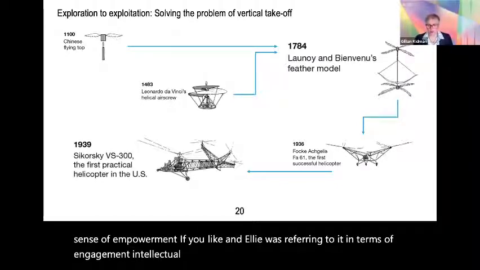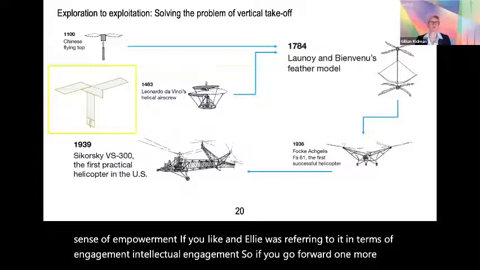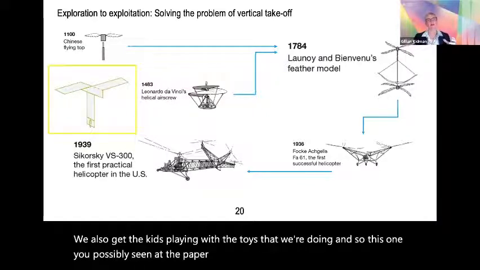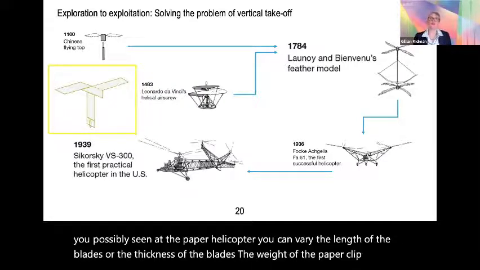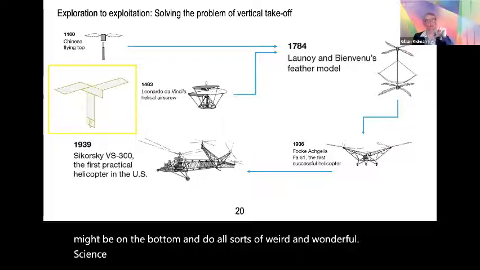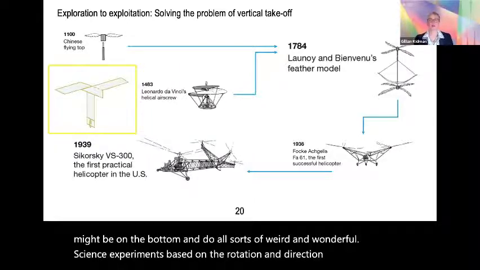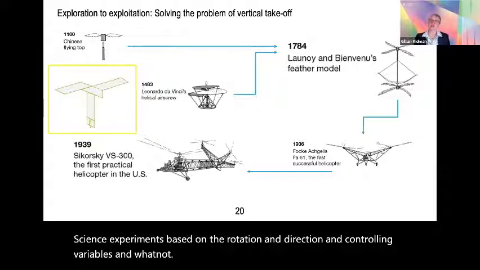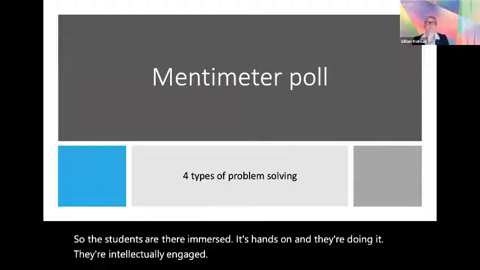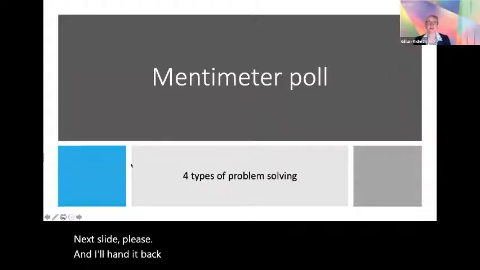So if you'd go forward one more, please. We'd also get the kids playing with the toys that we're doing. This one you've possibly seen, the paper helicopter. You can vary the length of the blades or the thickness of the blades, the weight of the paper clip that might be on the bottom, and do all sorts of weird and wonderful science experiments based on the rotation and the direction and controlling variables and whatnot. So the students are immersed, it's hands-on, and they're intellectually engaged. Next slide, please. And I'll hand it back over to you now, Ellie, for your second Mentimeter poll.